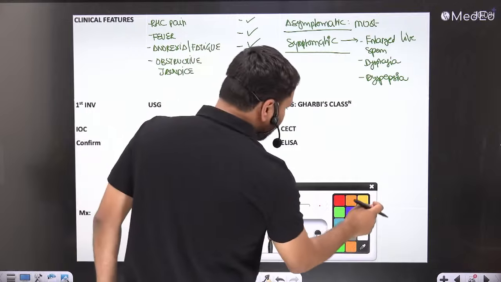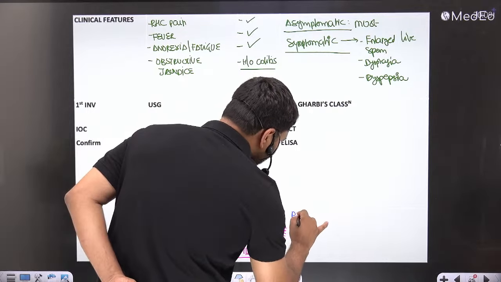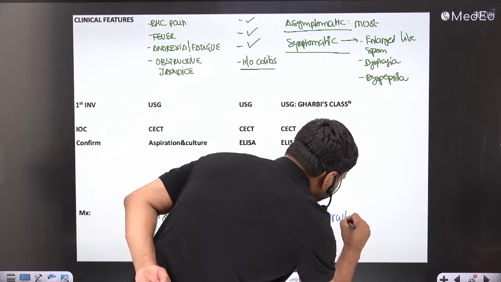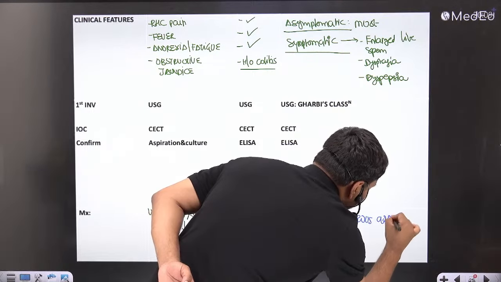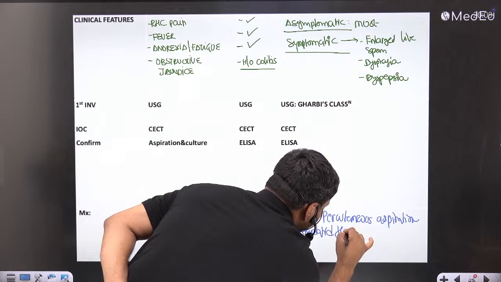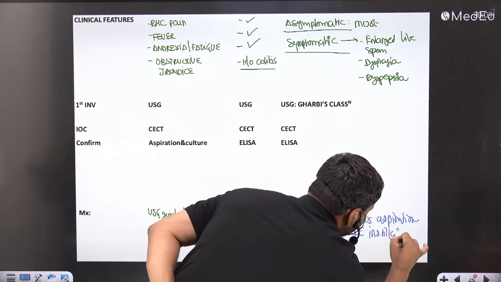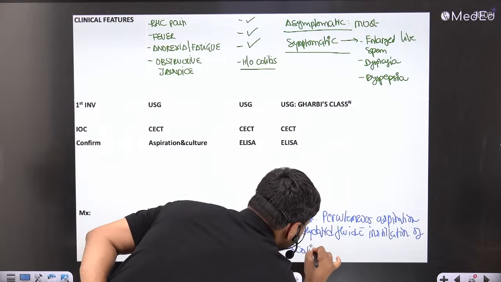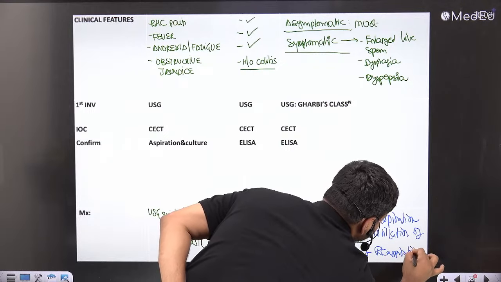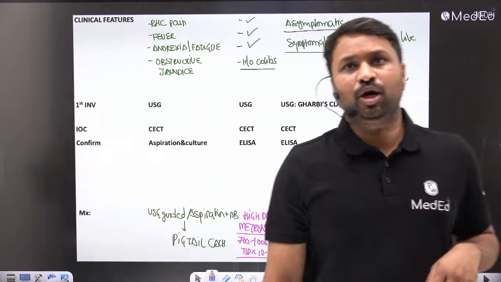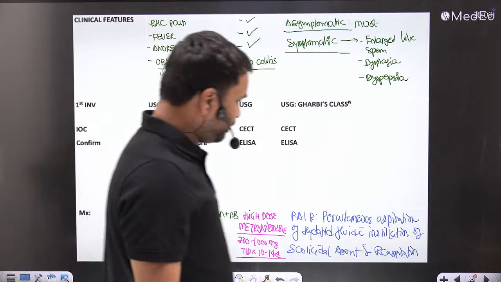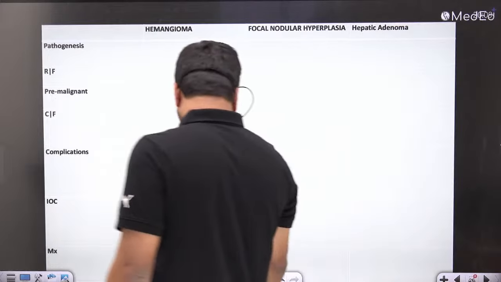On the other hand, when you talk about the hydatid cyst, we do something called PAIR therapy. PAIR stands for percutaneous aspiration of hydatid fluid with instillation of scolicidal agent and reaspiration. That is going to be your PAIR therapy. Okay. So this is in terms of your infective disorders in the liver. Now, then you have the benign tumors of the liver.